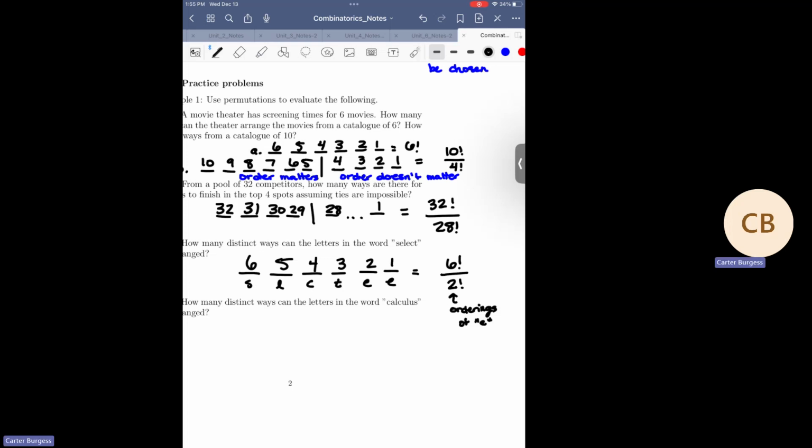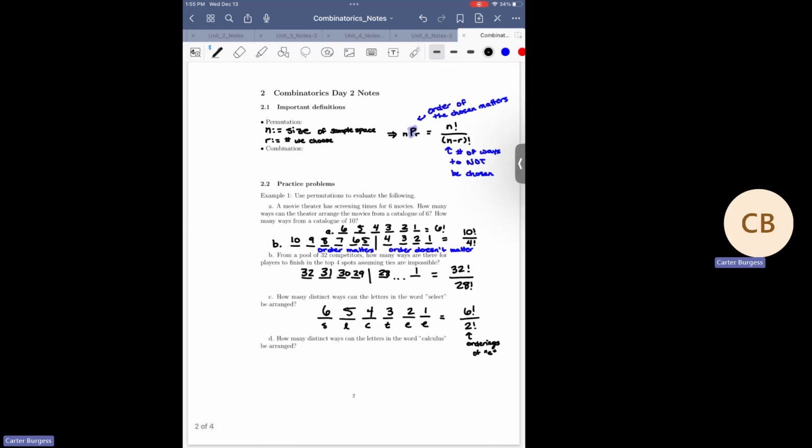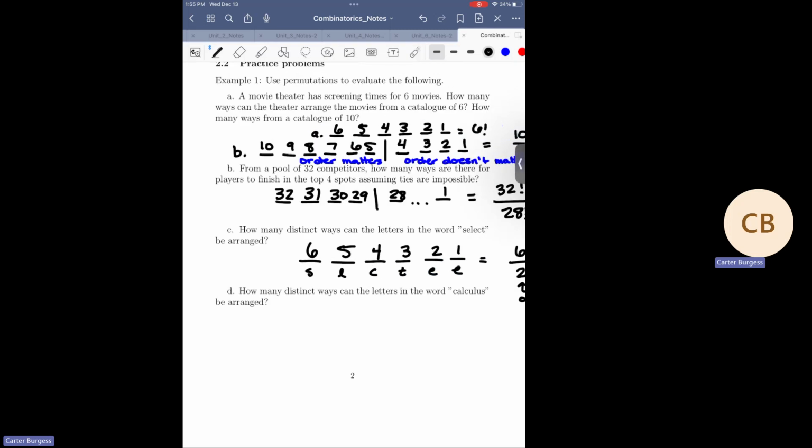Let's take that logic and see what we can do with D, which is difficult. D is a hard one. I picked one that is deliberately tricky. We could try to do a similar setup here, where maybe the first slot represents where we're going to put A, and the second slot represents where we're going to put S, and the next 2 slots are maybe what we do with the C's, and maybe the next 2 slots are what we do with the L's, and maybe the last 2 slots are what we do with the U's. Something like this.